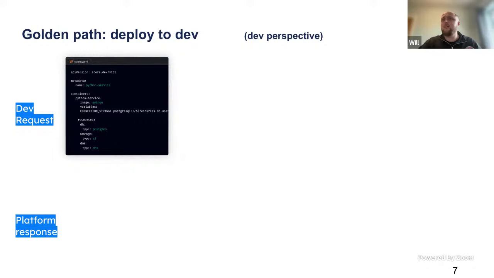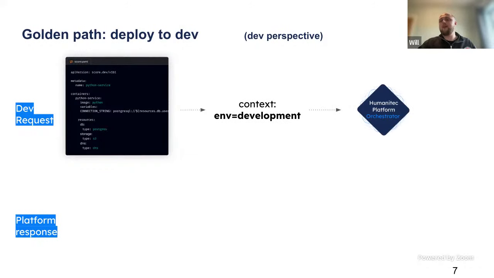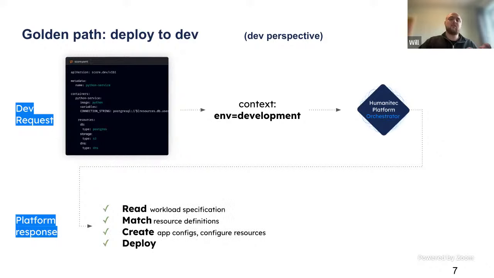So they have their Score file. They run a deployment. And in this case, the context is the environment is development. So that's going to hit the platform orchestrator, which is going to do this process we call read, match, create, deploy. And these are the steps that the orchestrator follows to be able to ensure that an environment is ready for the deploy to be done into.